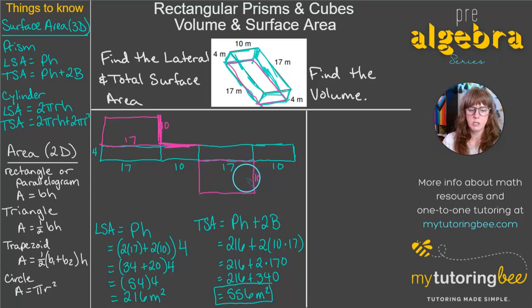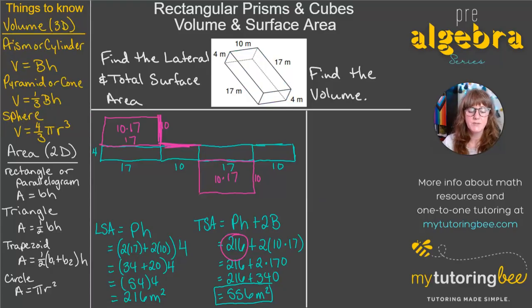So let's see what we just added there. We have our 216 that we already found from our long skinny rectangle that we started off with, but now we just added 2 of our 10 times 17 rectangles, the area of each of these rectangles. We just added on 2 of those to that 216 square meters that we started with. So that's where our total surface area formula comes from, with adding on that 2 times capital B, big B, base, which is the area of our base.